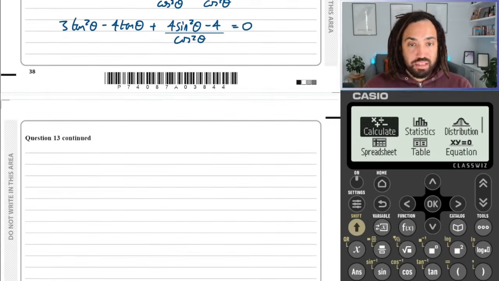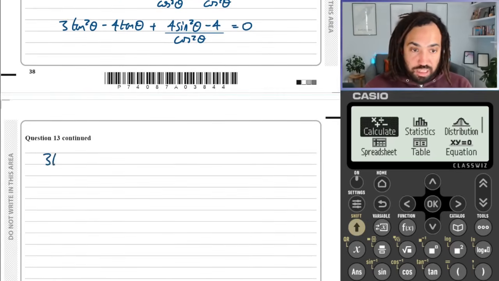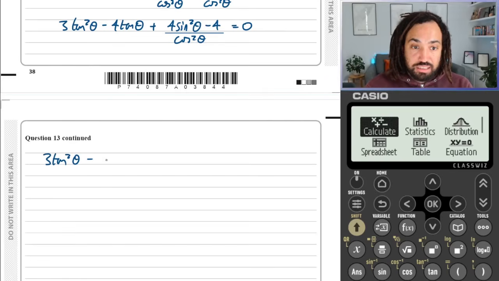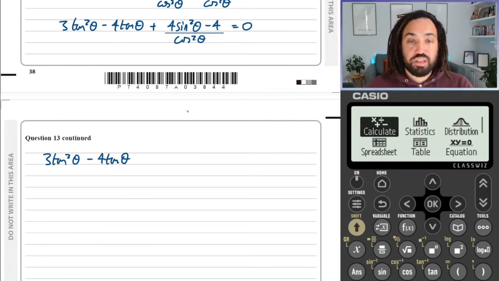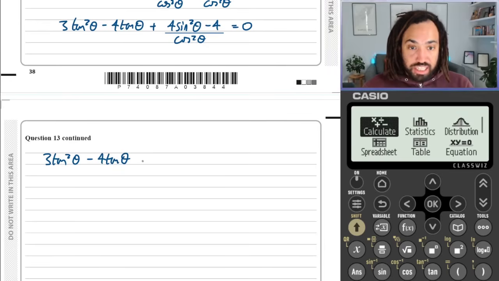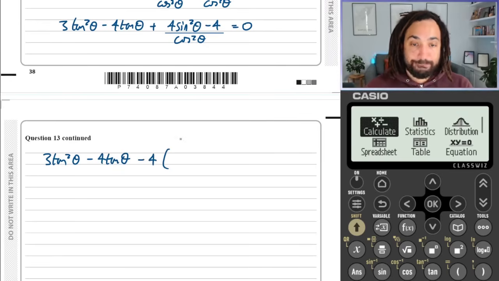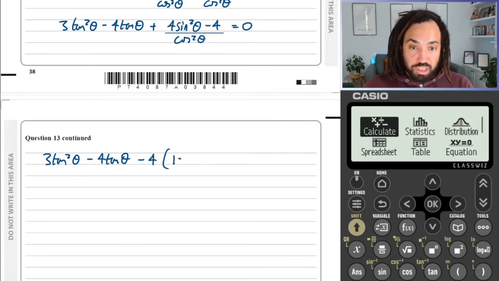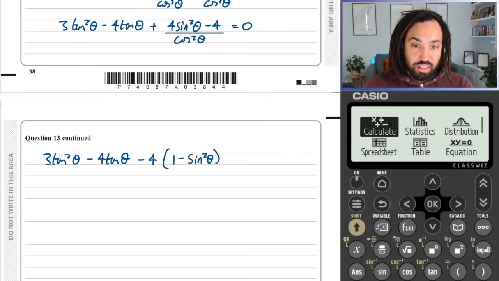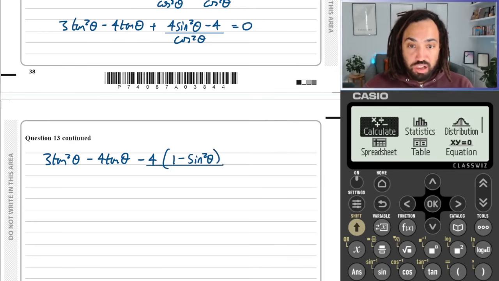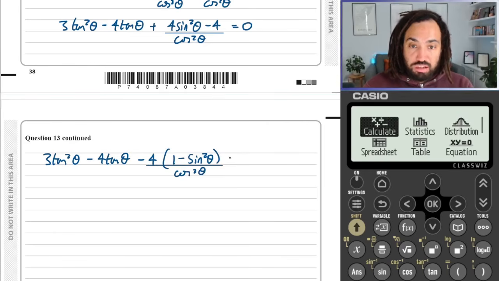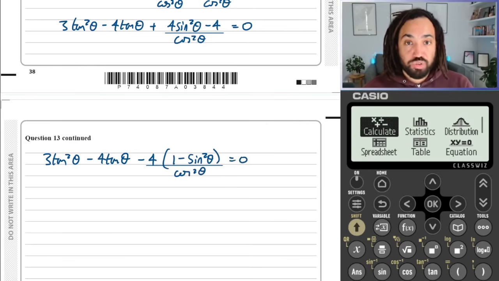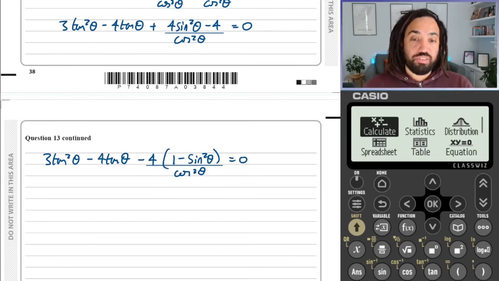Okay, now what we can do is take out a factor of 4. In fact, I'm actually going to take out a factor of minus 4 here, because that will change the sign of each of these, so it will become 1 minus sine squared. Just double check that that makes sense. But yes, taking out a minus 4 will change the sign of each of them, so the minus 4 will become just 1, and the 4 sine squared will become minus sine squared. And why have I done that?